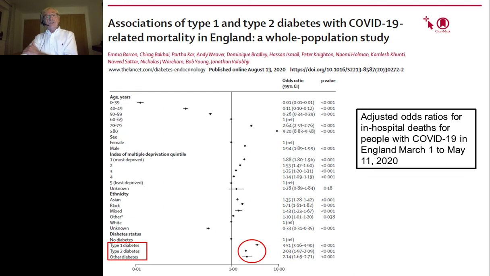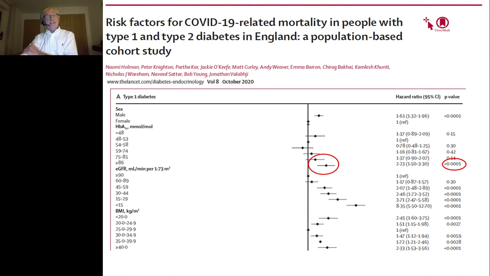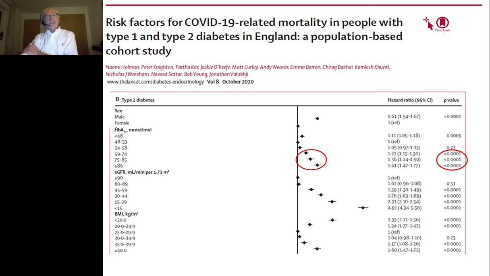You can see here the odds ratio. If you're diabetic, you're far more likely to die following infection with COVID-19. Why is this? Well, this other study looks here at diabetics: as hemoglobin A1c values increase, your risk of dying increases. In type 1 diabetics, it becomes significant at this level. In type 2 diabetes, you can see there's a significant increase at a far lower level as well. So patients who have diabetes, unfortunately, are at a far higher risk of dying following infection with COVID-19.